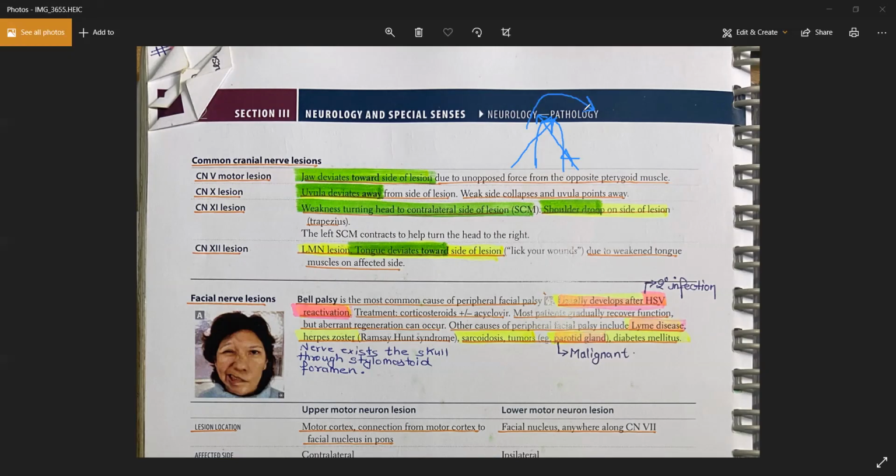Okay, because you can't push it to the other side. Yeah, exactly. Because of the loss of this pushing from the left side towards the right side, I'm having a deviation to this left side.